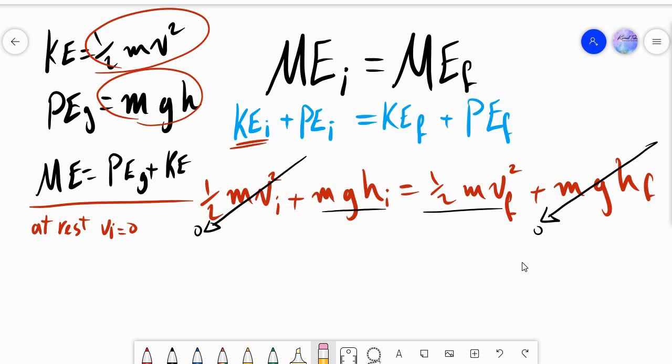In this formula, if the problem says the object starts from rest, it means v_i is zero, so all of this here is zero. And also, if it gives you a height, for example we drop an object from 2 meters above the surface of the earth, then h_i is 2 meters. And h_f, when it hits the ground, is zero, because all of this also becomes zero. These are very important points to understand and to answer problems about conserved mechanical energy.